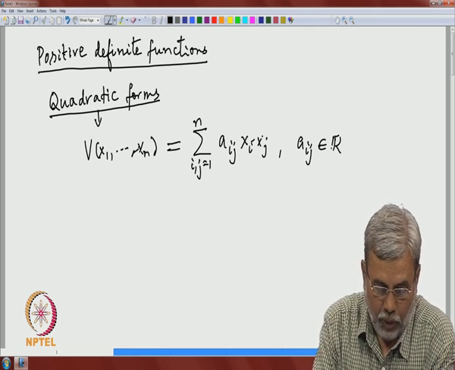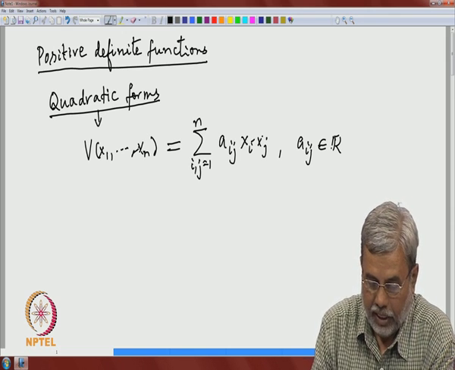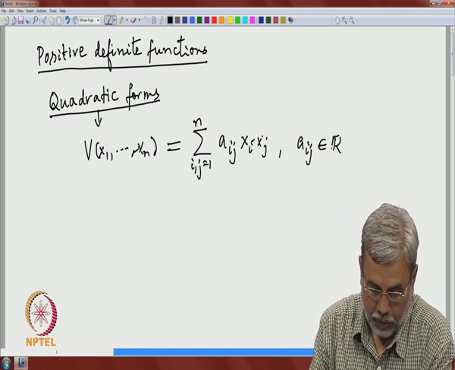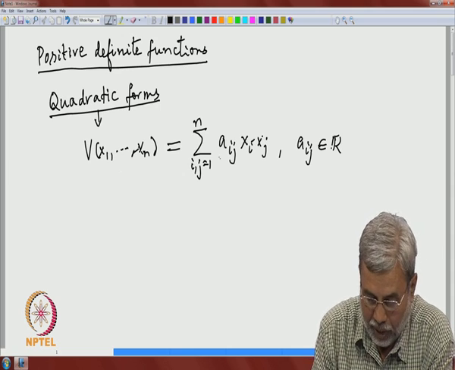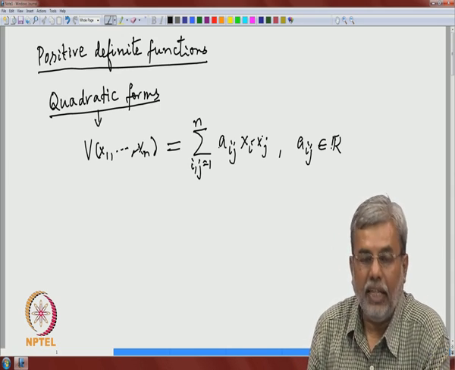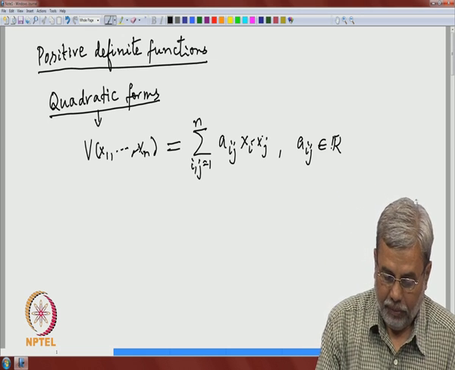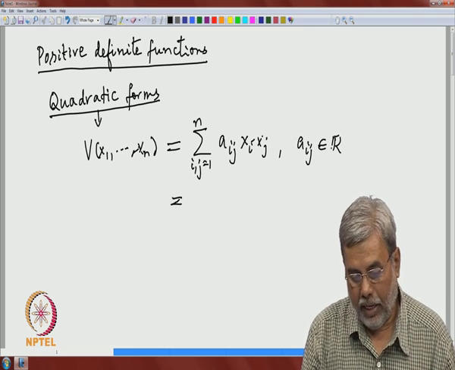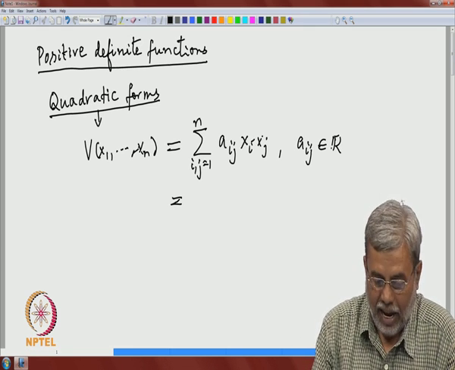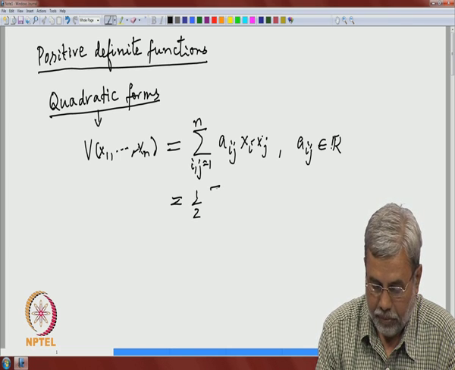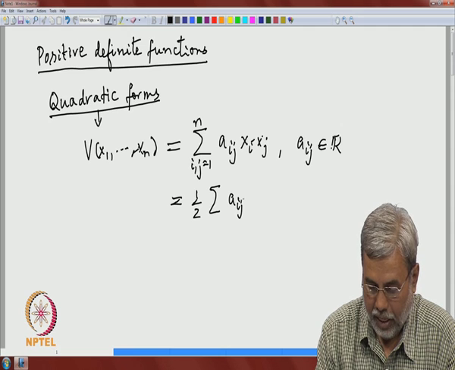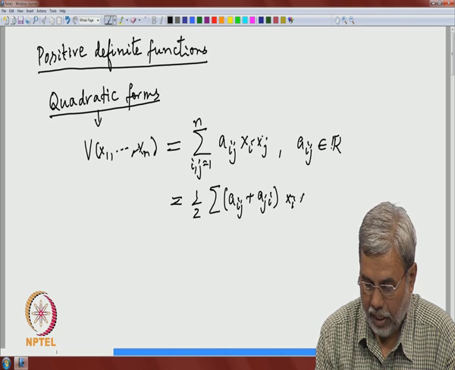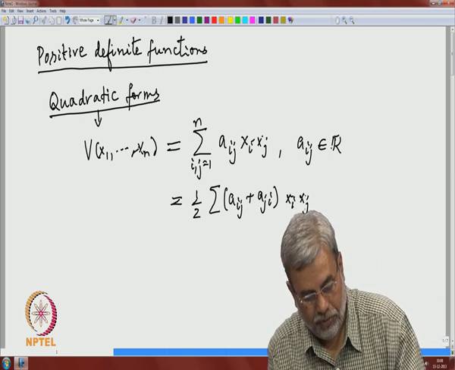Certainly V at 0, all the x_i's are 0, certainly that is 0, but this also could be 0 at some other x_i's which you do not want. So, you want this V to be positive definite, and then what are the conditions on A_ij to ensure that? And note that the quadratic form is not changed if I write A_ij or A_ji, and so this also becomes the sum of (A_ij plus A_ji) over 2 times x_i x_j. Okay.